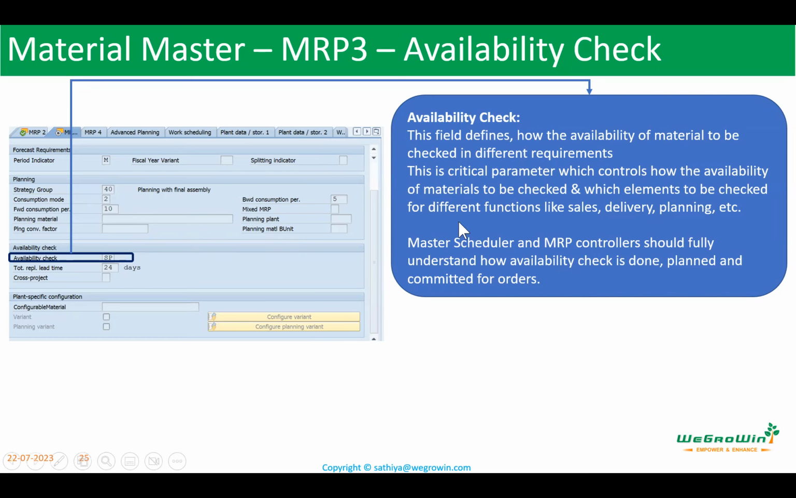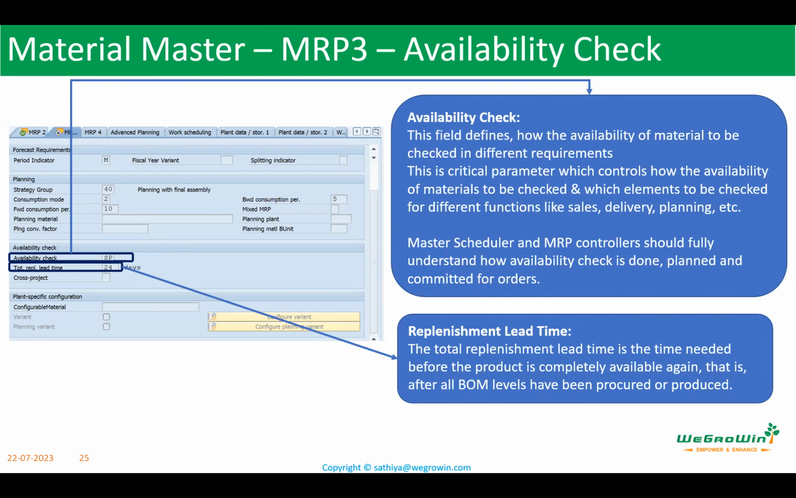ATP. Availability check is a field which defines how the availability of material is to be checked for different requirements. This is the field which tells which incoming elements I have to consider and which outgoing elements I have to consider. The planner should understand how this availability is working.